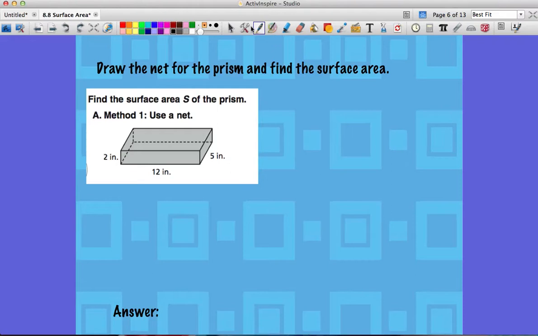Okay, so let's try this again. On this one, we have a base that is 12 inches long by 5 inches wide.